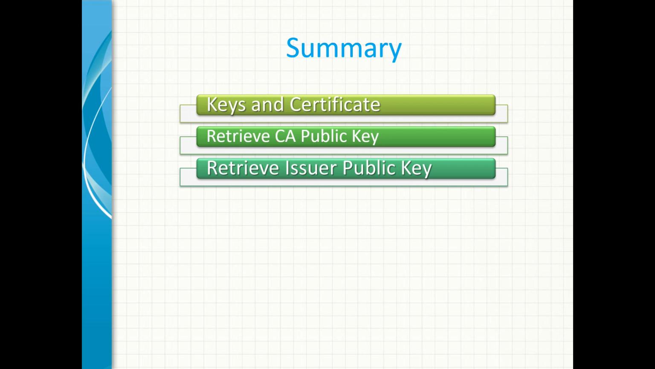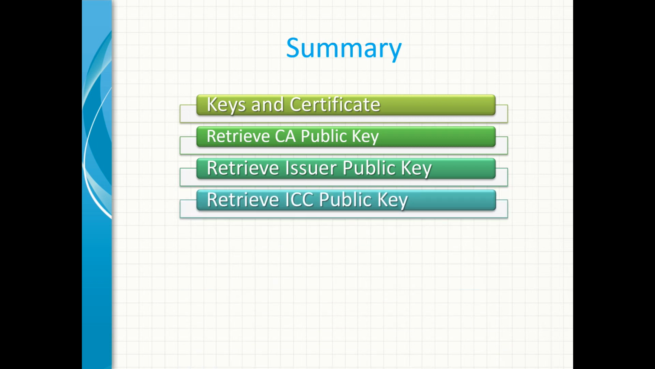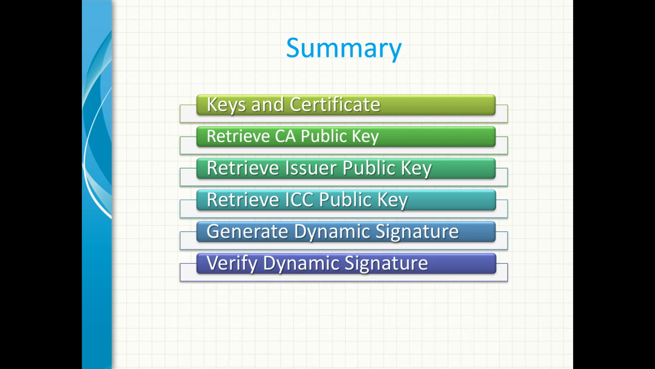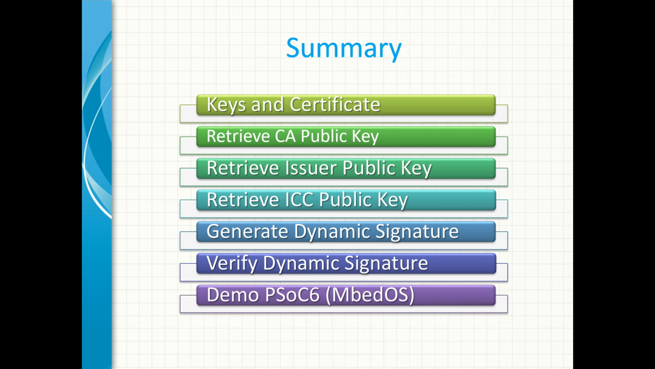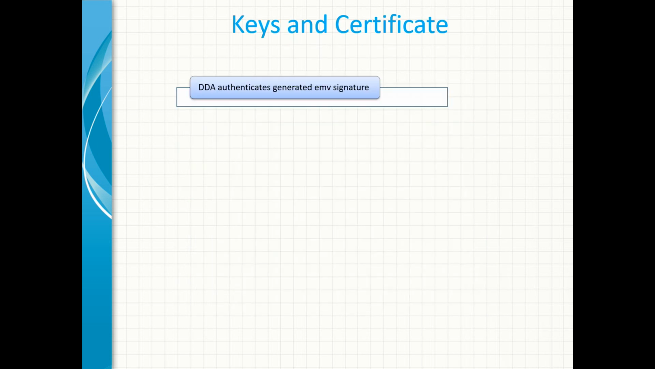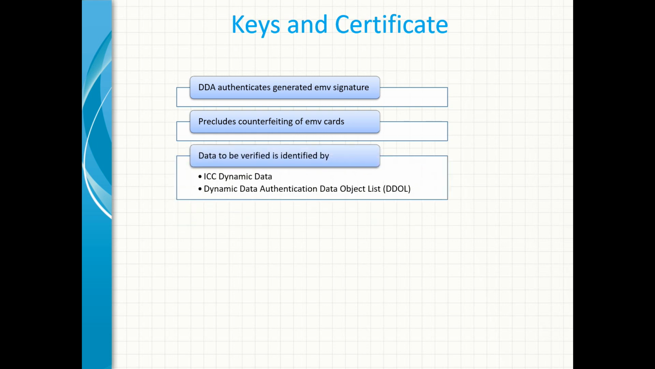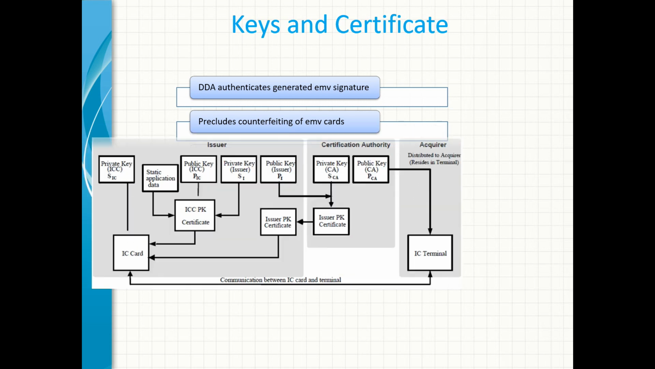The additional points are retrieval of ICC public key, generate dynamic signature, verification of dynamic signature, and of course we're going to see a demo on a PSOC 6 with Embed OS. DDA authenticates a dynamic signature generated by the EMV card. This prevents counterfeiting. The signature to be verified is generated by elements specified in the Dynamic Data Authentication Data Object List, in short DDOL, which is read from the card. I will also make a video on how elements are read from an EMV card.